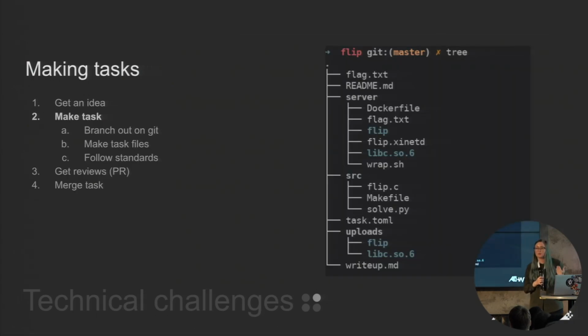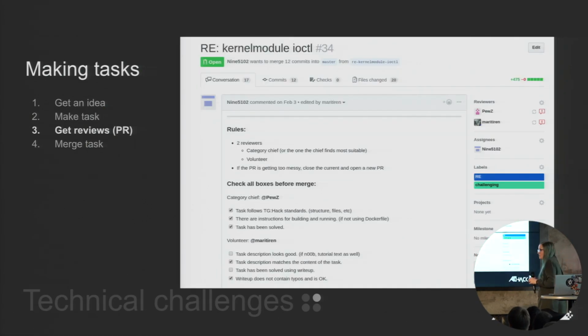Oh, I forgot one thing. Of course, we use Git, and when we make a task, we branch out of the master branch. The master branch contains all the tasks that are ready to be deployed. And when you feel like your task is finished, you can make a pull request.